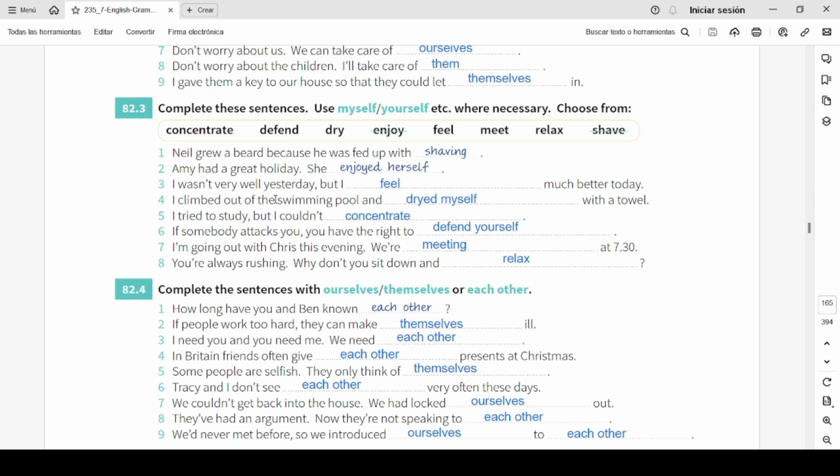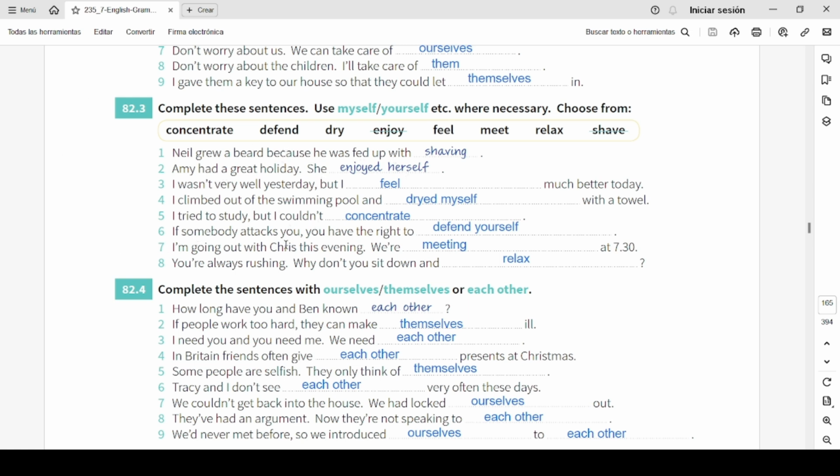I cleaned up. I cleaned out of the swimming pool and dried myself with a towel. Right. In that case, dry is a verb that we can use with a reflexive pronoun. The next one. I tried to study, but I couldn't concentrate. Concentrate is another verb that we cannot use with a reflexive pronoun.